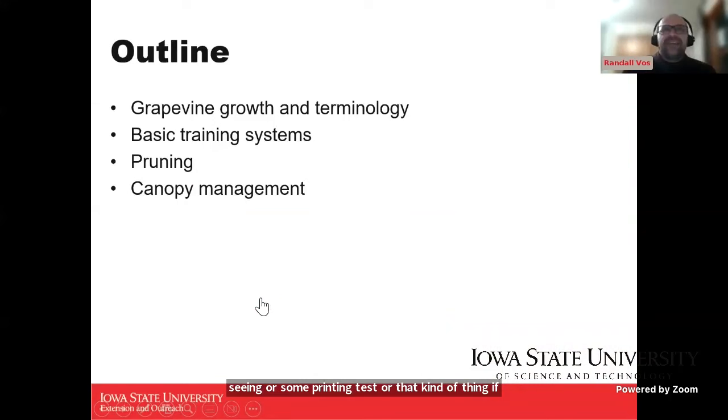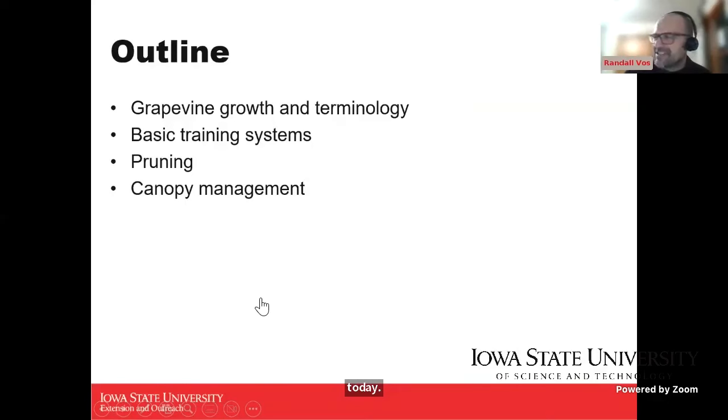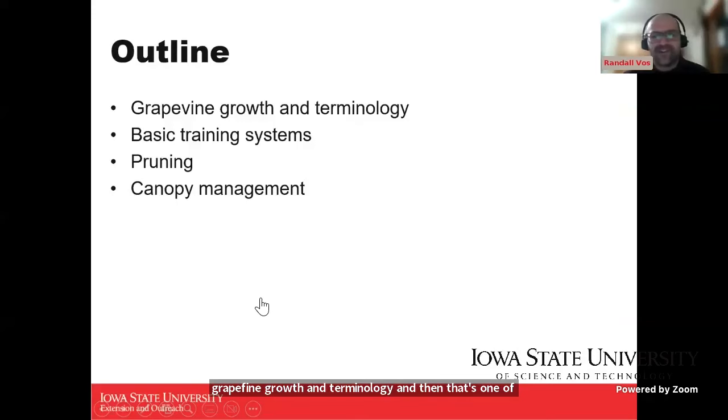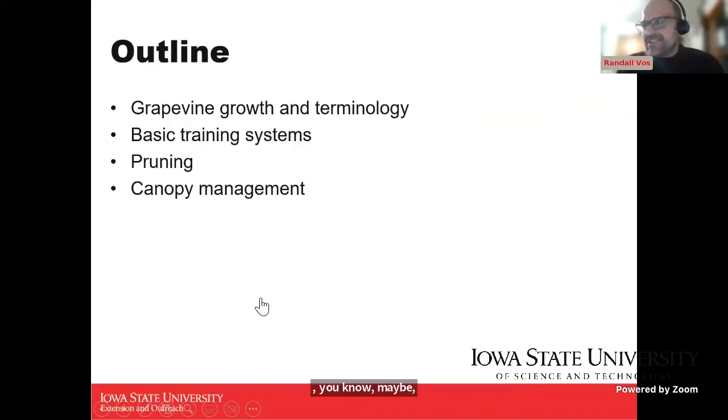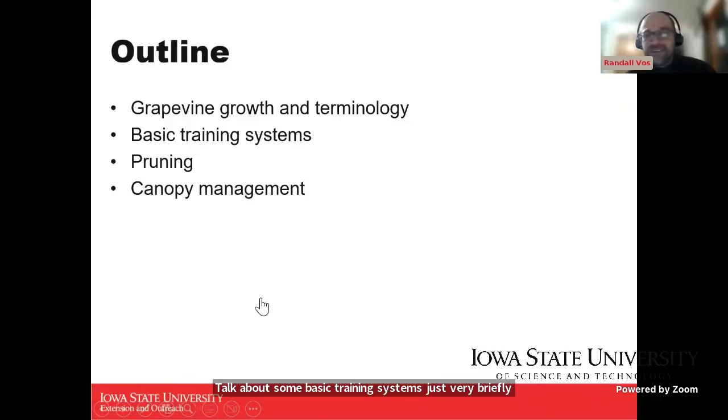But things we're going to look at today: first we've got to talk over basic grapevine growth and terminology. That's one of the negatives of pruning, it's kind of jargony, especially in the grape world. There are some terms that maybe you aren't aware of. Then we'll talk about some basic training systems, very briefly. I'll probably hit pruning a little more hardcore than the rest, given the time of year, and talk a little about basic canopy management.